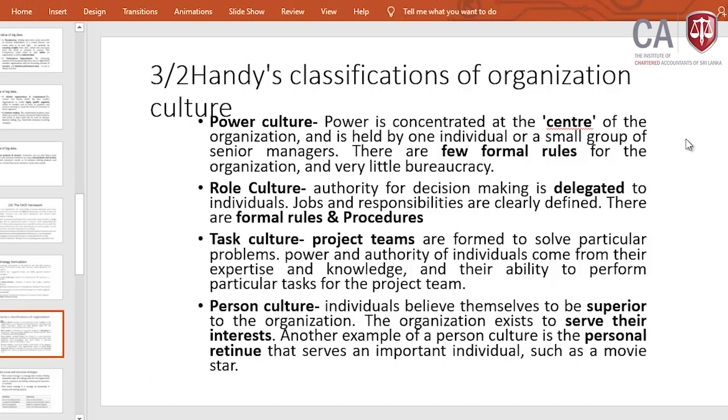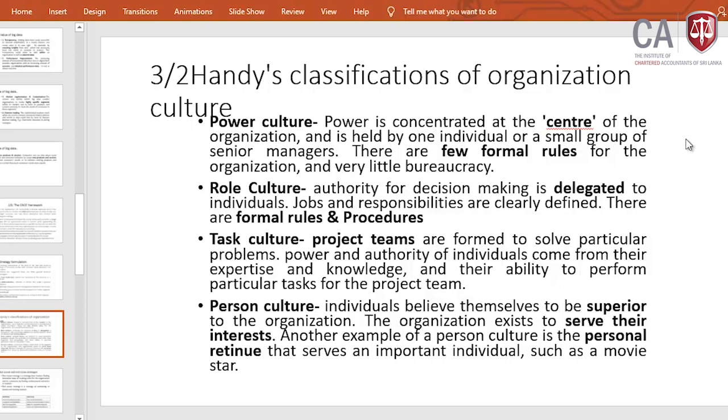What is role culture? Role culture, that is the second one. In role culture, authority for decision making is delegated to individuals. Now here what has happened? Authority is not vested with the top management, they have delegated it to the lower level. Now see, some of the information given here is familiar to you, no? When we read the questions in relation to the Well-born division, this type of information was given, no?